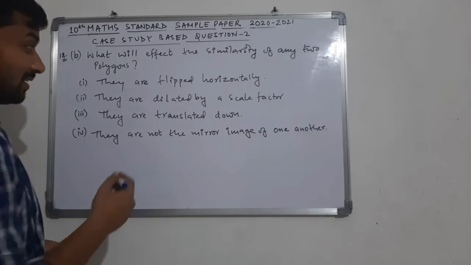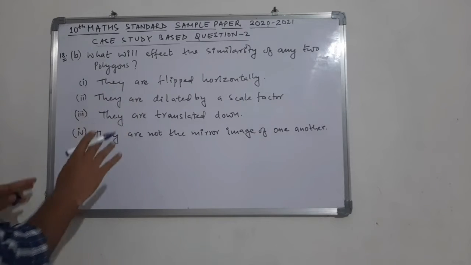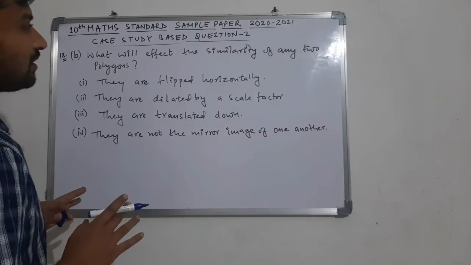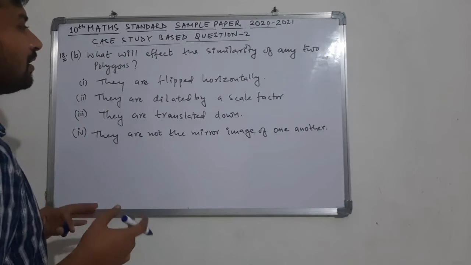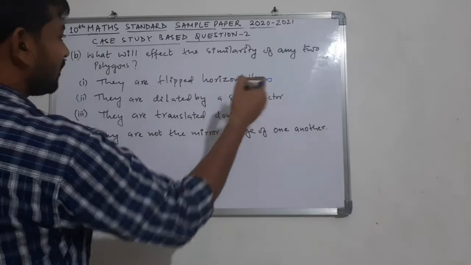We have discussed these points in the description given in the question, that if we flip any polygon, then it will be similar to the previous one. So this is not the correct option. There will be no change in the similarity. The triangles will be triangle, or whatever polygon we are considering here, that will be similar. So this is not the correct option.